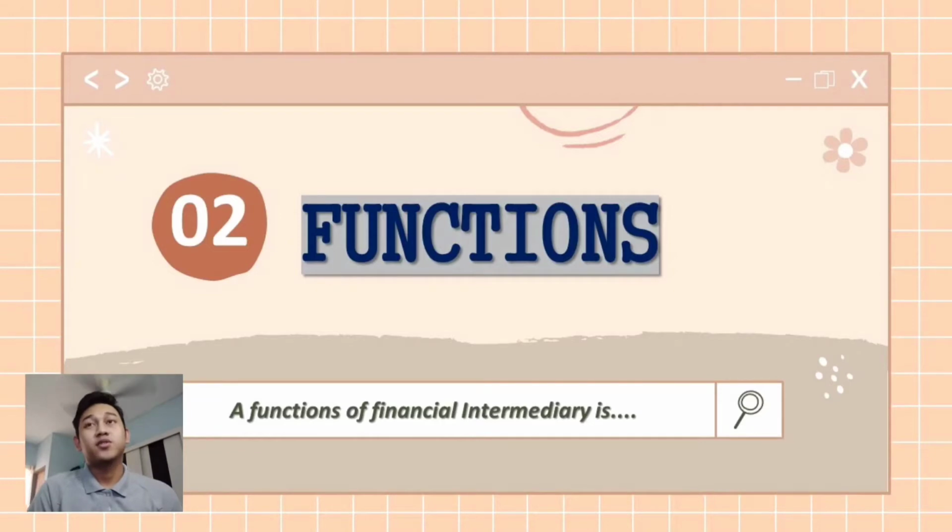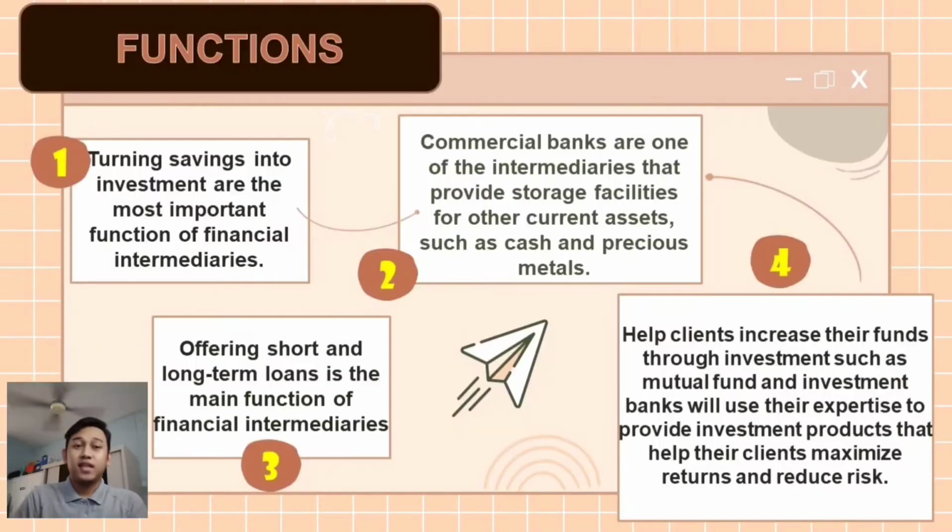Okay, so today I will talk about the function of the financial intermediaries. In this slide, I will talk about the functions for the financial intermediaries. Through this slide, there were 4 points that were given. The first point is turning savings into investments, which is the most important function of financial intermediaries.